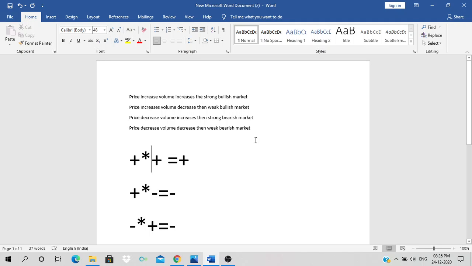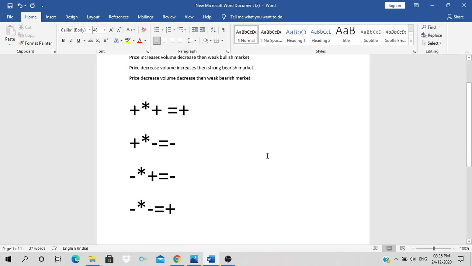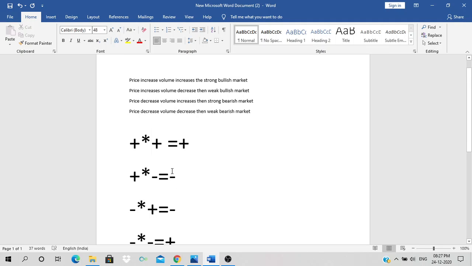So we can remember these 4 scenarios which we have learned in our school mathematics. We all know these 4 formulas: plus into plus is plus, plus into minus is minus, minus into plus is minus, minus into minus is plus. So we can remember these 4 scenarios with these formulas.